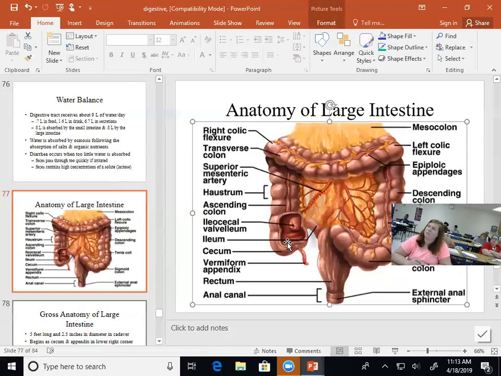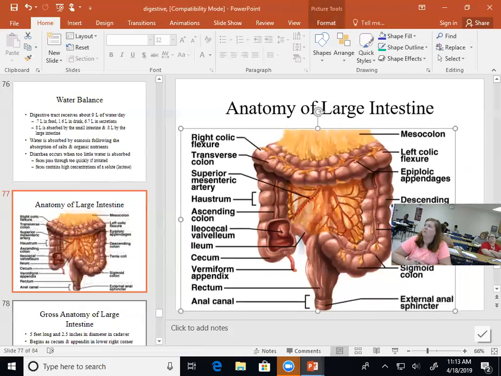Now feces has to go across. So what do you think that's called? Transverse colon. And then it has to come down, descending. And then it makes this S-shaped move here, and that's called the sigmoid colon. Have you heard of a sigmoidoscopy before? Well, so now you have. So a sigmoidoscopy was where they're going in here just looking at this region.